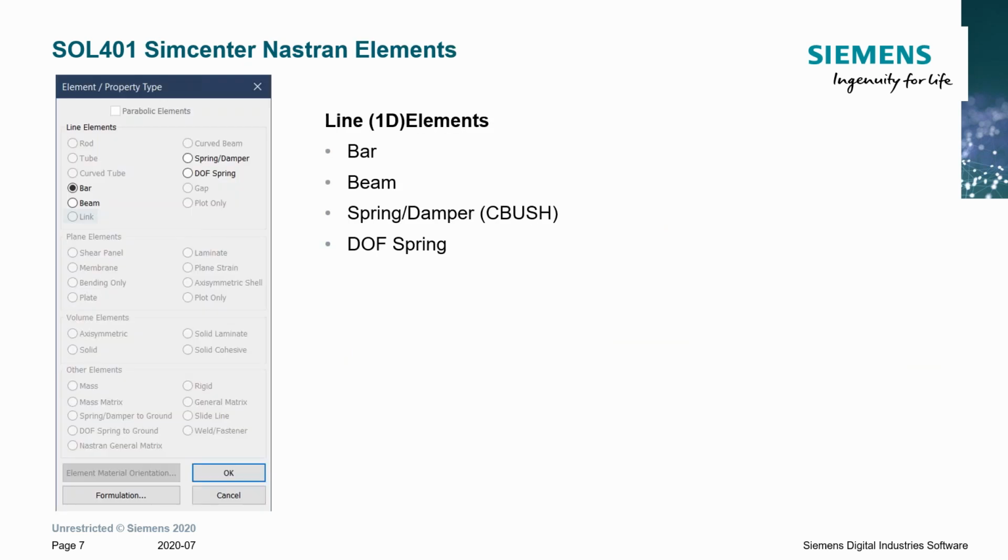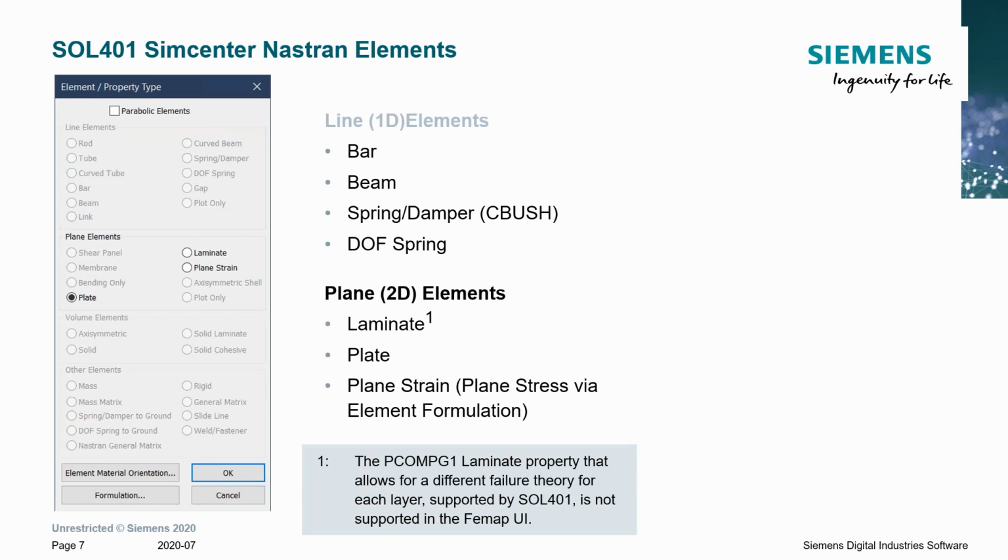Okay, as far as the element support for 401, in 401 line elements, there's beam, bar, spring damper, and C-bush elements. There's the laminate elements. Now, the one caveat I did want to note is that in 401, there's something called a PCOMPG laminate property that allows a different failure theory for each layer. However, we're not supporting it at this time in the FEMAP user interface. There's also the plate, and then there's the plane strain and stress. And then again, plane stress you'd set by element formulation.